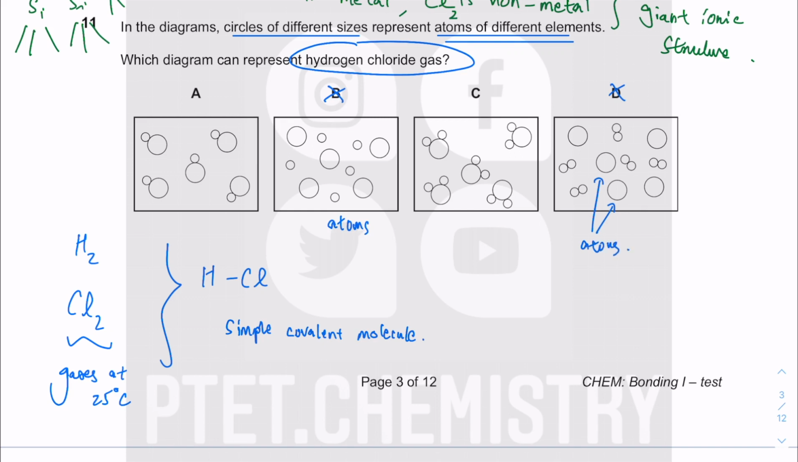And in terms of C and A, we know the formula is going to be HCl because hydrogen forms a single covalent bond. Chlorine is in group 7. It forms a single covalent bond to the hydrogen. It's not going to be like this.